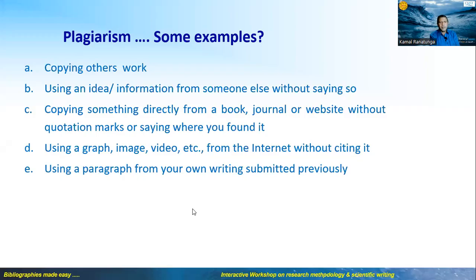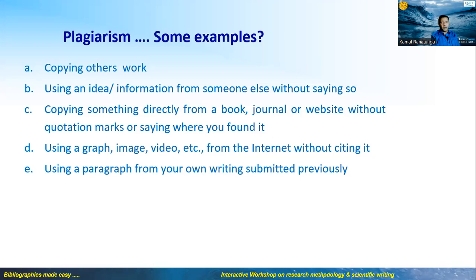Right. So that gave a brief overview of what plagiarism is. There are many forms of plagiarism. I'm going to give all the details, but there are many examples of plagiarism: copying others' work, which is the common form, using an idea or information without saying that we got it from somewhere, and copying directly from another source. I mean, the same structure or the same words, copying the same words without giving quotation marks.